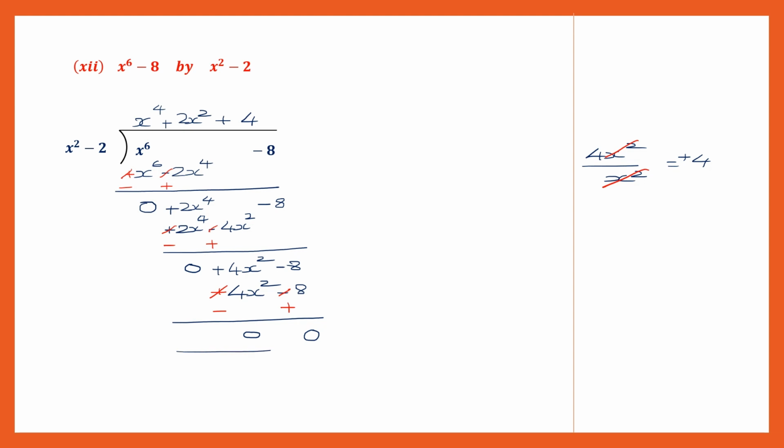So now we have our quotient. Our quotient is x to the power of 4 plus 2x square plus 4, which is our final answer. So let's write down our final answer here. x to the power of 4 plus 2x square plus 4. This is our final answer.